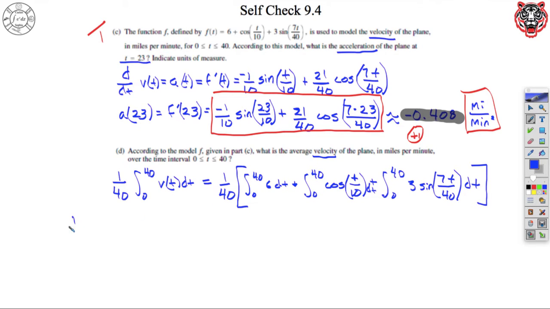So here we go. This is going to be 1 over 40 still. And do our brackets. All right, so integral between 0 and 40 of 6. Again, this is 40 minus 0, which is 40. 40 times 6 is 240. That integral has been evaluated.